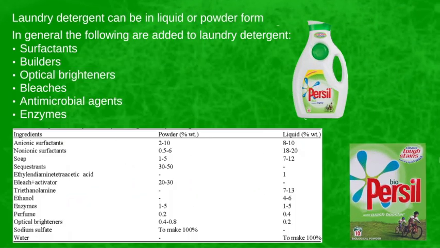Now on to production. So what goes into enzymatic laundry detergent? In general, the following are added to laundry detergent. Surfactants, which prevent surface tension between two substances. Builders, which are water softeners and remove ions in hard water. Optical brighteners that enhance colours and dyes. Bleachers, which target oxidizable organic stains. Antimicrobial agents that kill microorganisms. And enzymes, which are added in small portions, protease being the most popular.